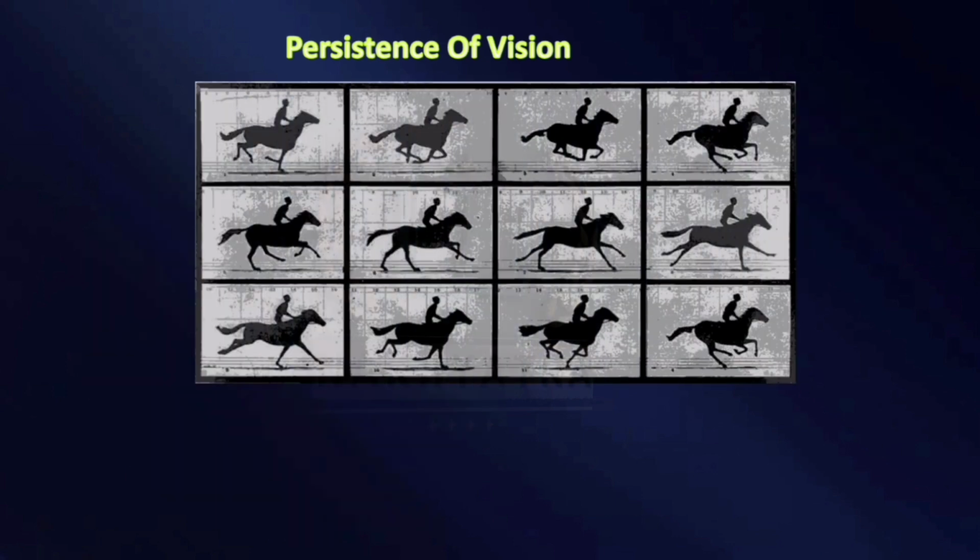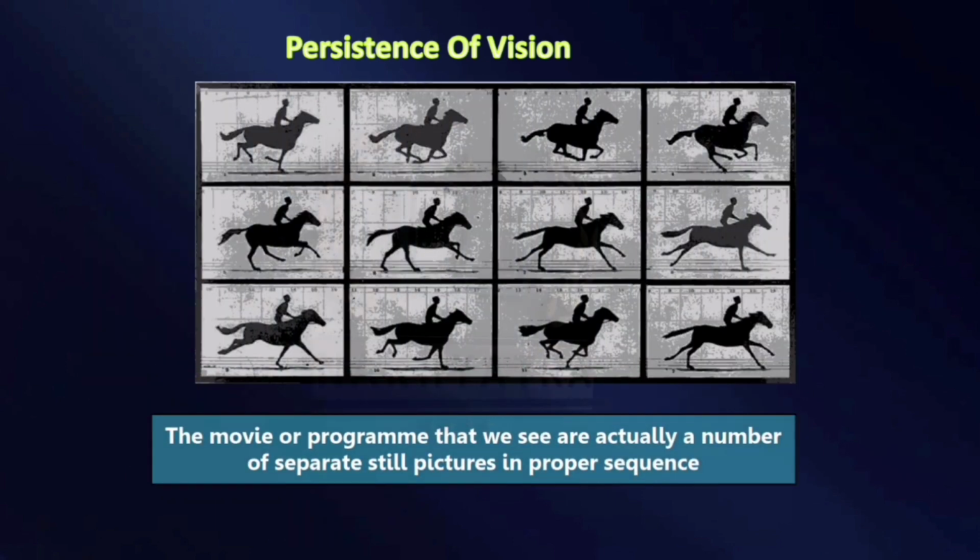Now let us see another experiment. The movie or program that we see are actually a number of separate still pictures in proper sequence. So in this experiment you can see a man riding a horse, right? But actually a man is not riding the horse. It is a number of separate still pictures in proper sequence. Can you see here? Number of still pictures which are in proper sequence.